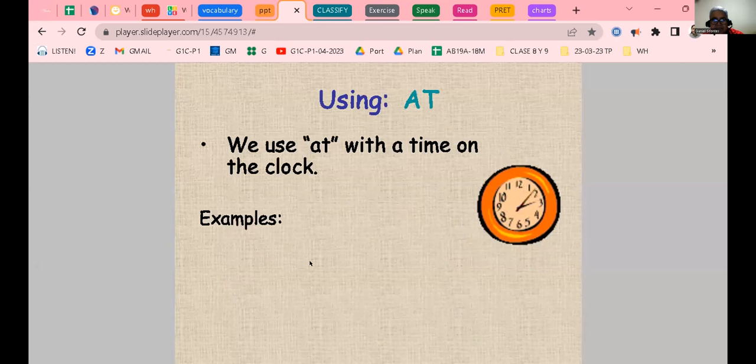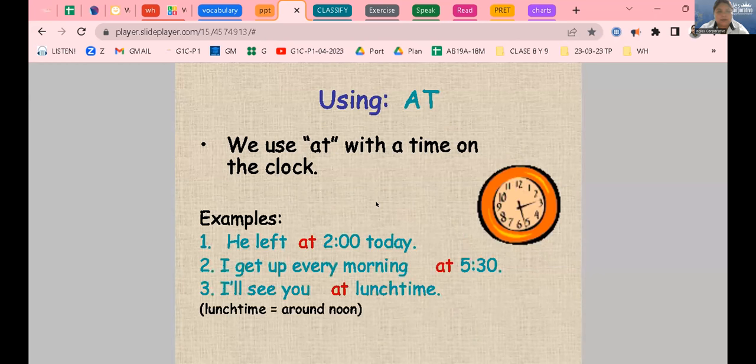Okay. Perfect. Johnny, help us with the first one, using at. Activate your microphone, Johnny. No, just read the information and the examples. This information, Jenny. We use at. Just read it. We use at with the time of the clock. Example. He left at 2 today. I get up every morning at 5:30. I'll see you at lunchtime.